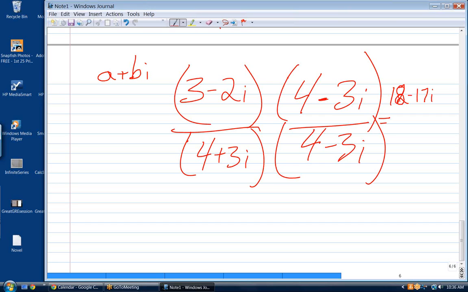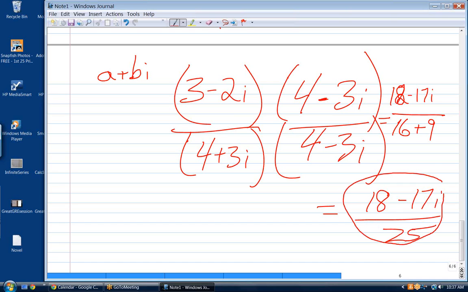Plus 6. So this is what the numerator becomes when you multiply these two together. And the denominator is going to turn into a number. Notice that whenever you have difference of squares factored, you end up with a first term and a last term. So the first term 16, the last term is going to be minus 9i squared plus 9. So now this turns into 18 minus 17i all over 25. Still not in a plus bi format.